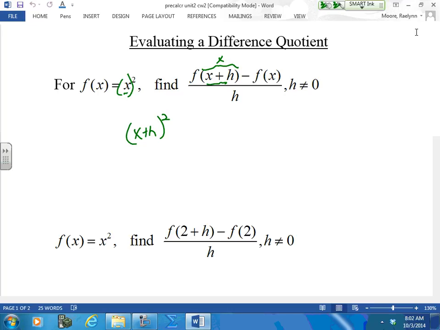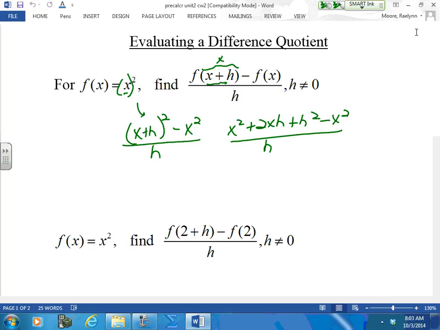Then I have a minus sign. It says subtract your function f. What is my function f? X squared over h. Now all I have to do is resolve this. We did the x plus h. We got x squared plus 2xh plus h squared. That was this piece. Minus x squared.